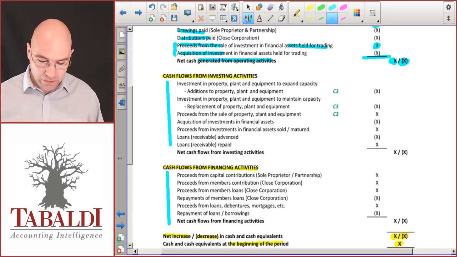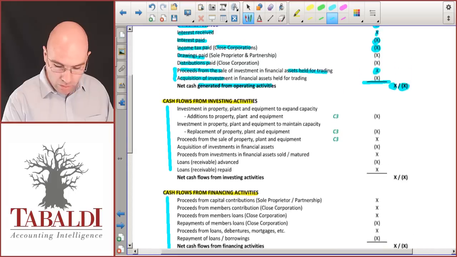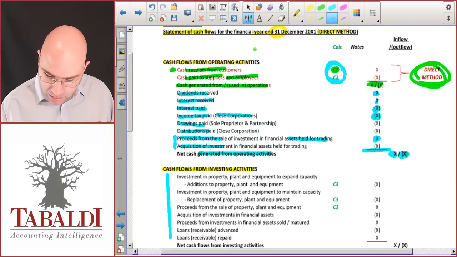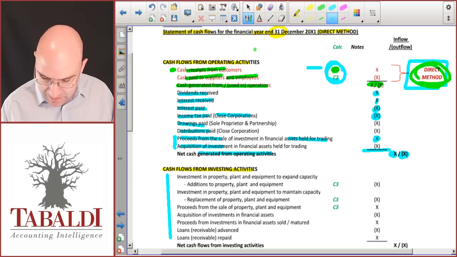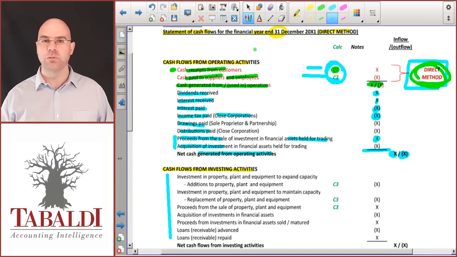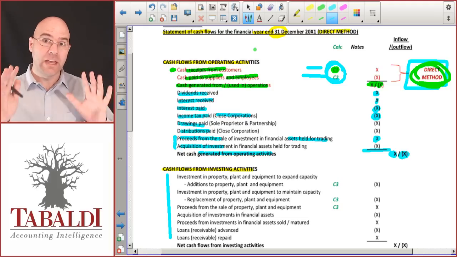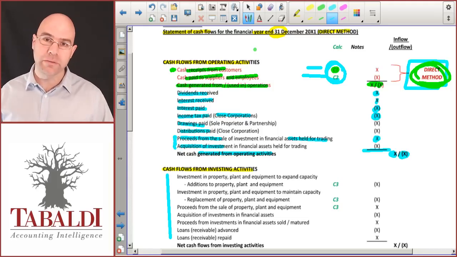Now, I'm still going to deal with the cash flow from investing activities and financing activities in a separate video, but next up I want to go on and spend some time on the direct method, focusing on cash receipts from customers and cash paid to suppliers and employees. Learn this format as your first step, and then we'll get going with the calculations.